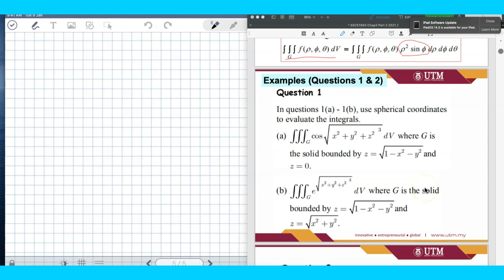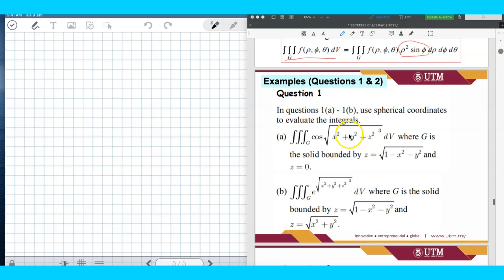Okay, so now we look at an example. How can we use the spherical coordinates in the triple integral? So look at the example question 1. We have to use a spherical coordinate to evaluate the given integral.